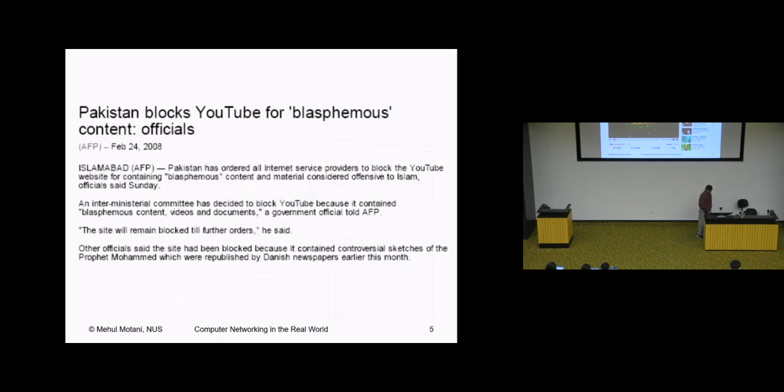Now, what happened is, you might not remember this, but there was a time when there were these cartoons published, I think by some Dutch or Danish person. They published these cartoons. Some people found them blasphemous, and specifically, Pakistan wanted this blocked. So that's what I meant, that from a political point of view, they should be allowed to do that. They should be allowed to say, I don't want anything about these cartoons, any videos or anything about these cartoons. And in fact, they could just block YouTube.